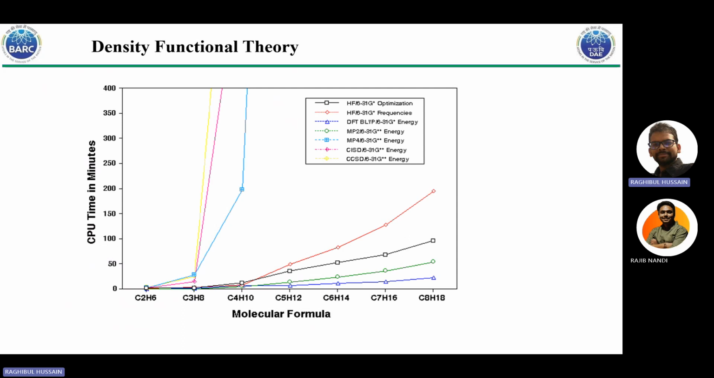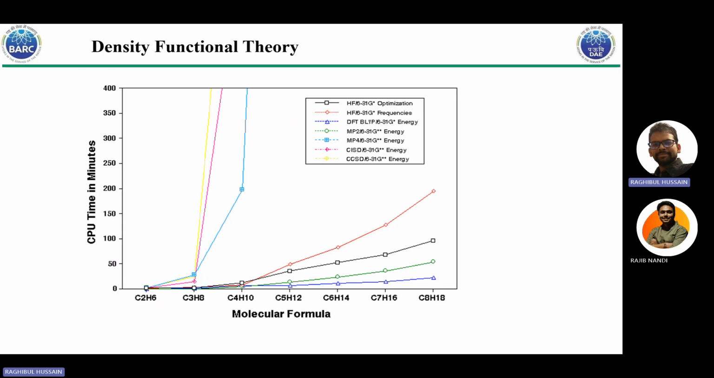Up to DFT, the first part is there. I will give some example that I have taken from some literature. This is the density functional theory, B3LYP 6-31G. You see, this is the molecular size, and it is increasing. Here is the GPU time.